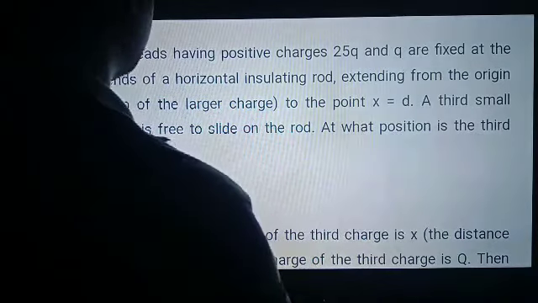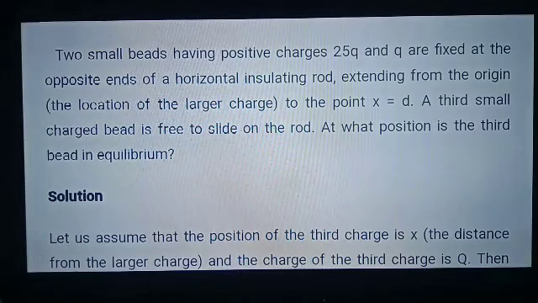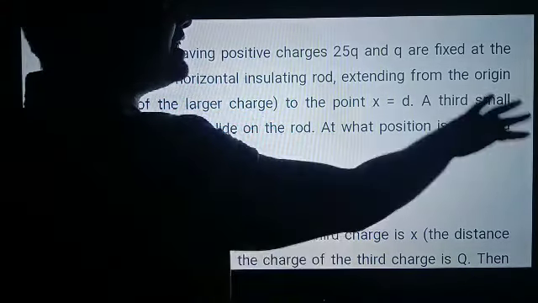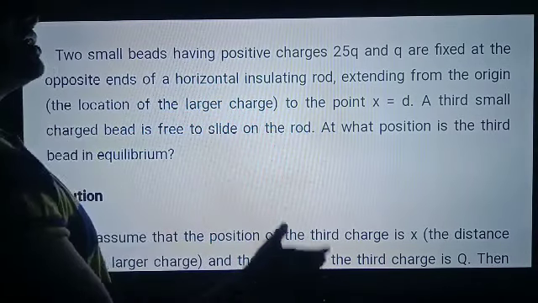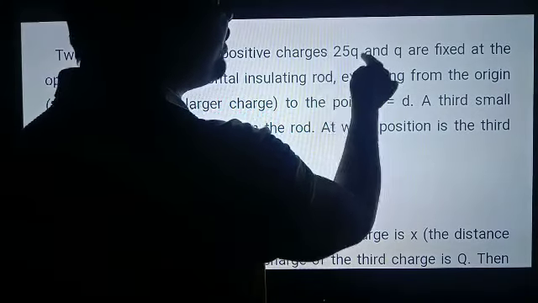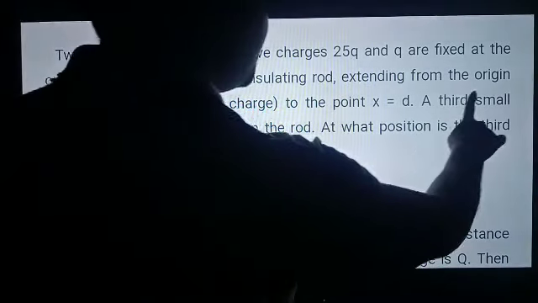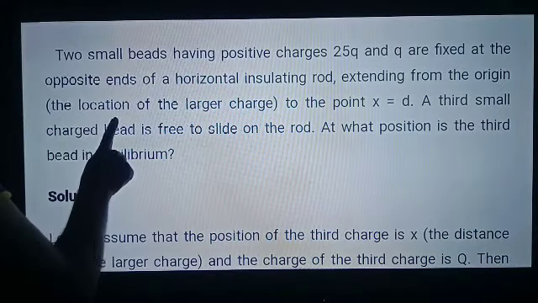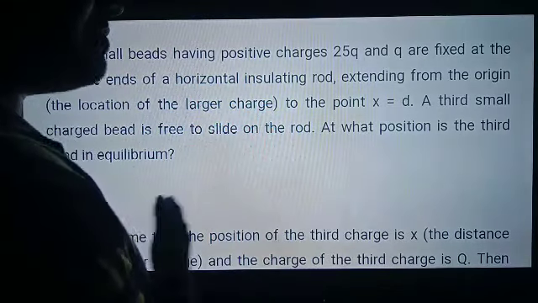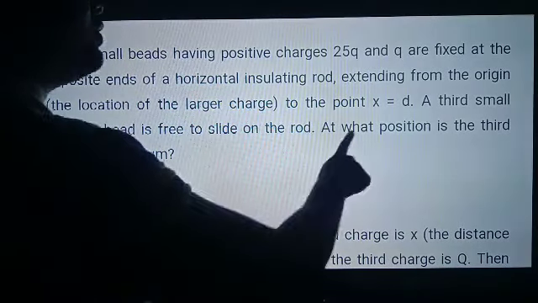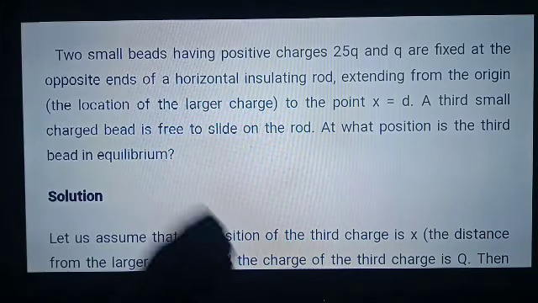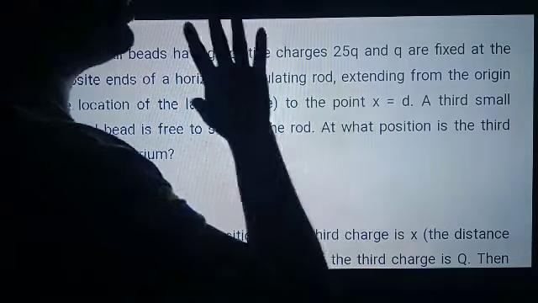Extending from the origin, means the rod is kept at the origin. The location of the larger charge is at the point x equal to d, means this is the position of the 25 Q charge. A third small bead is free to slide on the rod, means there is another charge which is able to move on the rod. At what position is the third bead in equilibrium, means at what position the third charge will be in equilibrium.